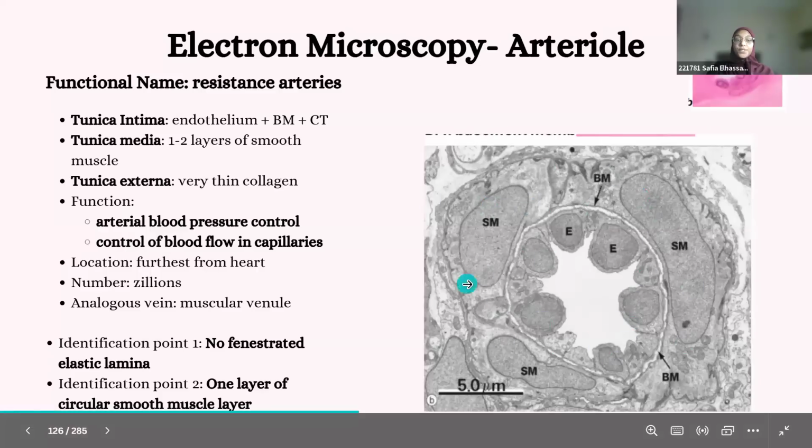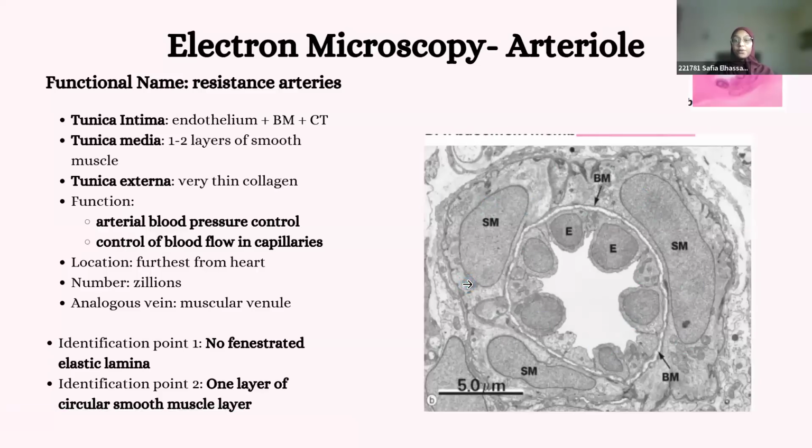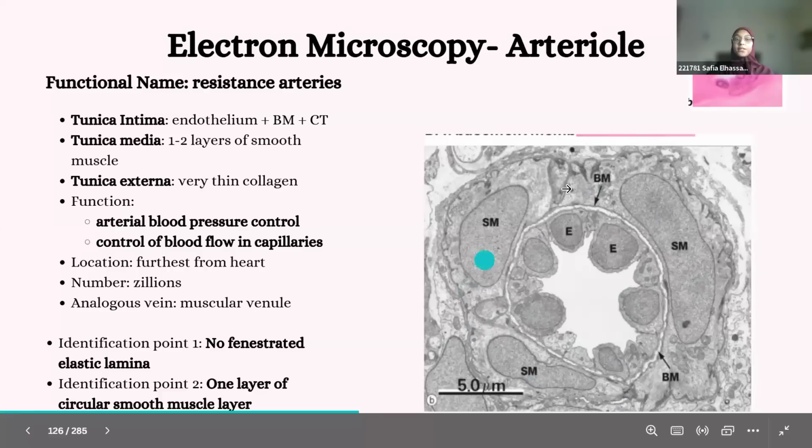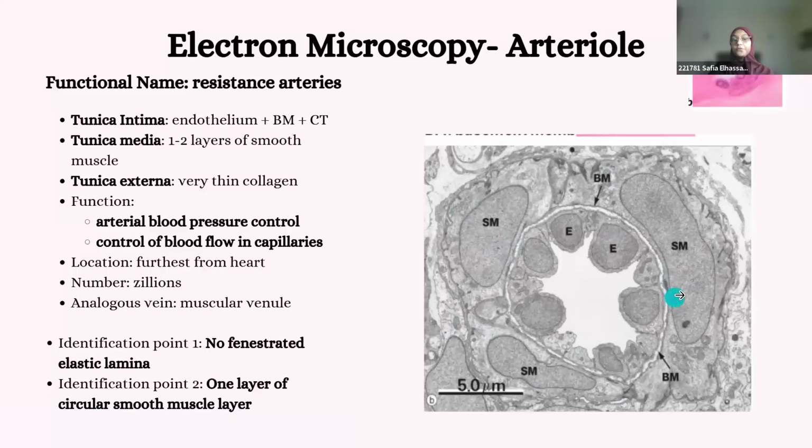So a fenestrate is basically a gap or an area where there is thinning of the cytoplasm, and we're going to see that a little bit later in some of the capillaries, but it's important to note that you do not see it in arterioles. And the other main identification point is that you have one layer of circular smooth muscle that surrounds the entire arteriole. And this smooth muscle is very important because it helps with vasoconstriction and controlling blood flow.